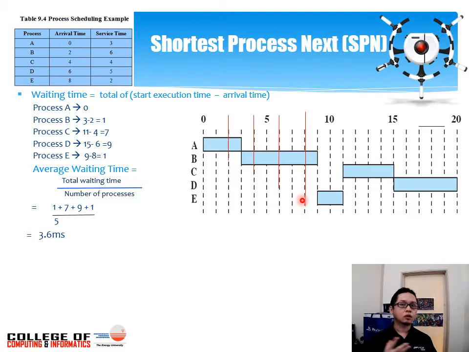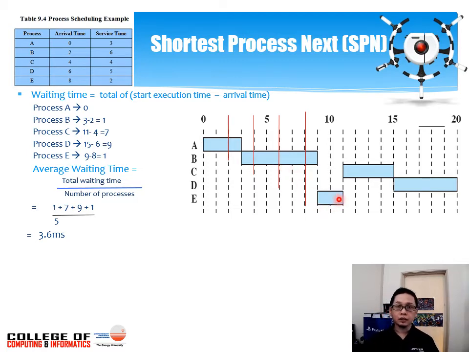If there are competing processes, the decision of which process executes first is decided between the processes there. Which process is the shortest? So between these three processes, C, D, and E, it compares the processing time. E is 2, D is 5, C is 4. Of course, based on the comparison, E gets picked as the next process to execute after B finishes. So after B finishes, E executes.